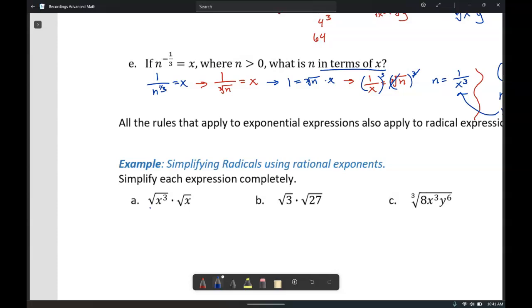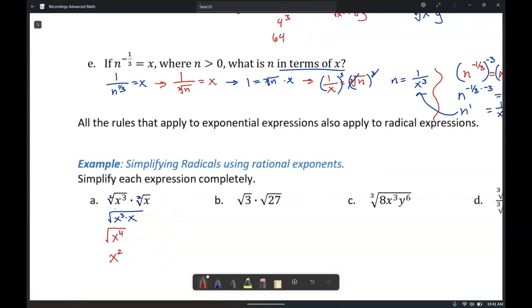So while I can't simplify the square root of x to the third, nor can I simplify the square root of x, because the indexes are the same, we can write this as the square root of x to the third times x. Then we can go ahead and actually multiply those together, and the square root of x to the fourth is something that we can simplify as x squared.